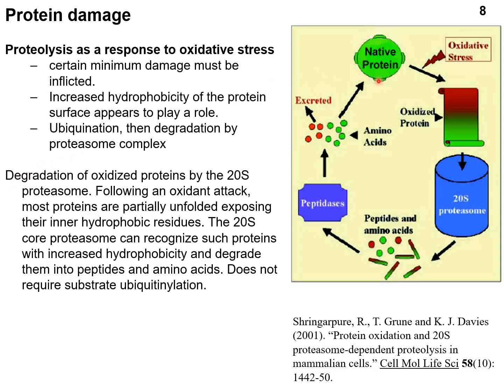And that's shown on the right-hand side here in this diagram. So we have our native protein. It's damaged. We have increased hydrophobicity on that protein, and the 20S proteasome can recognize that, so you do not require ubiquitination. That leads to generation of peptides, and those peptides are then broken down into amino acids. The amino acids that are not damaged, which will be the majority of them, can be used to resynthesize new proteins, and those damaged amino acids can then be excreted from the body.